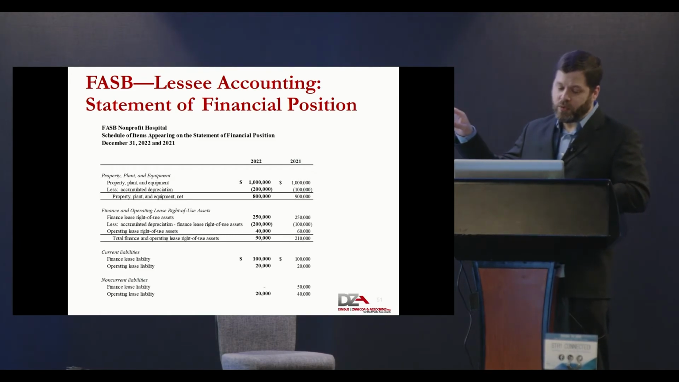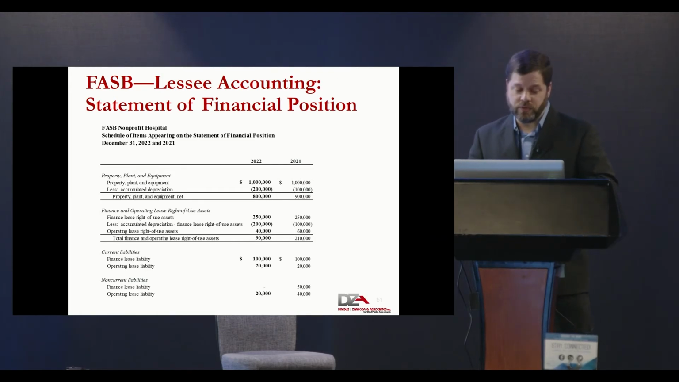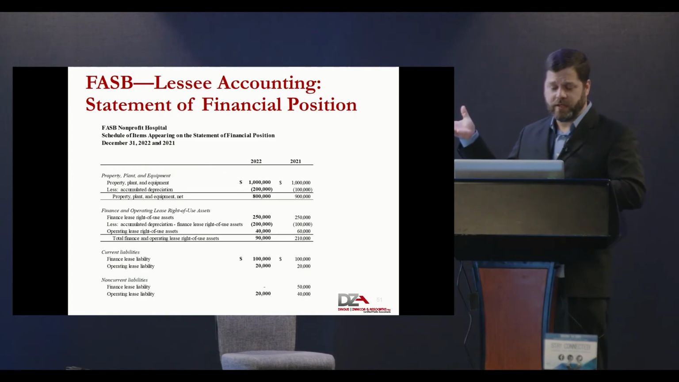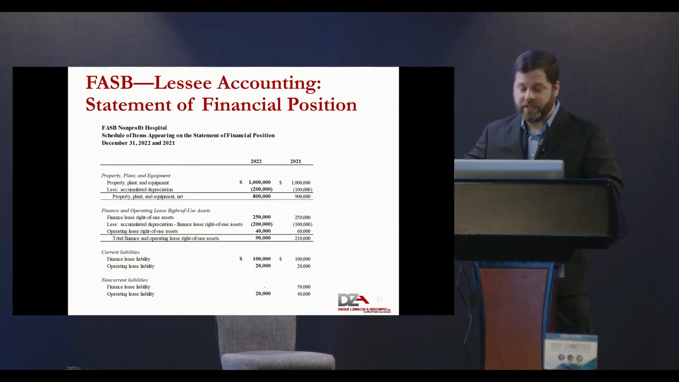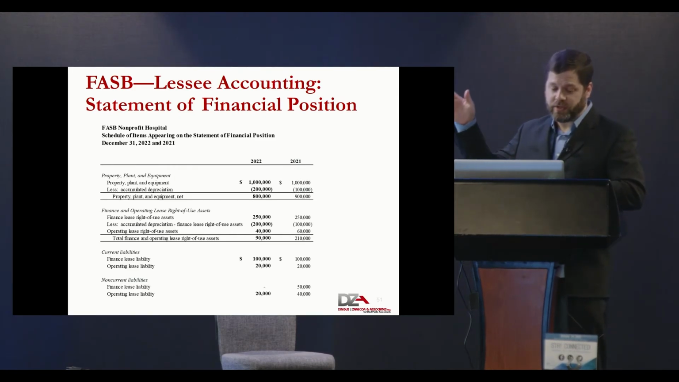But the key points are, you are separating out the right-of-use assets, and you do have the two different types. So you'll have the finance lease right-of-use assets with their associated accumulated amortization, separate from the operating lease right-of-use assets, which don't have the amortization. So there's just one line for that. And then same in the liabilities, you do separate the two types, but you'll have the current portion and the non-current portion.